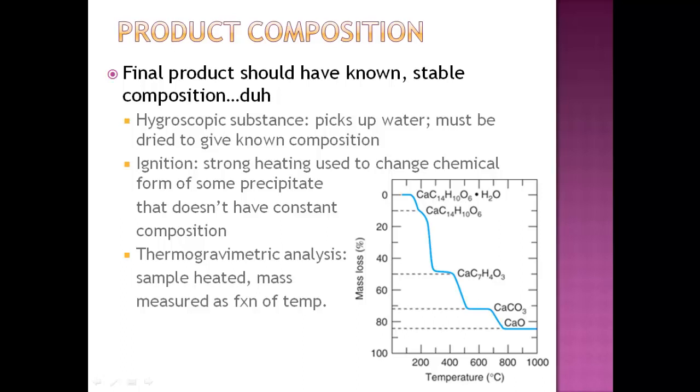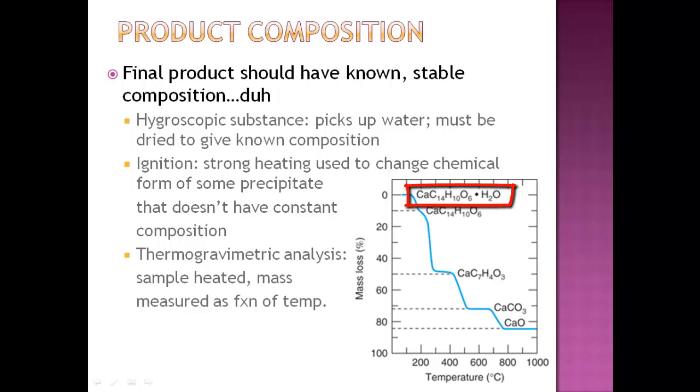A very common analysis that we're going to talk about and do problems with is called thermogravimetric analysis. What they do here is they take the sample, heat it, and measure the mass. Then they heat it again and measure the mass again. This process keeps going, and you can see with temperature what the mass loss of the product is.